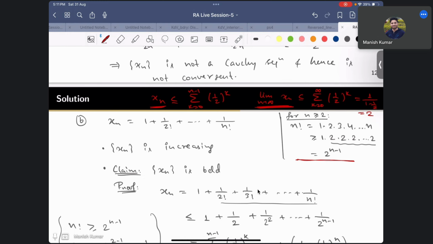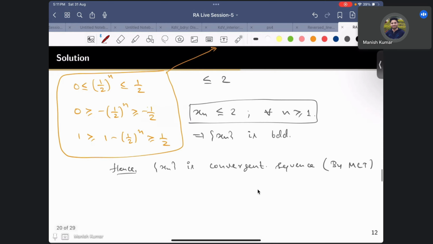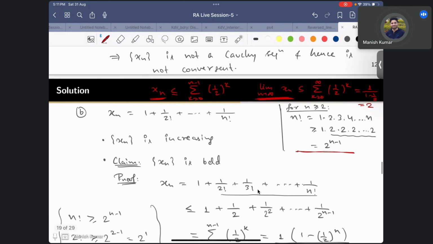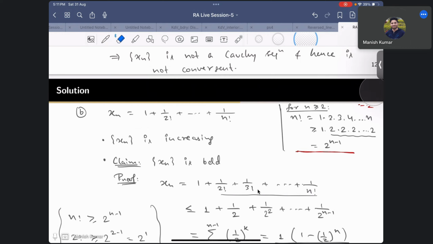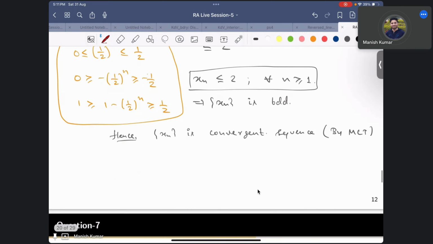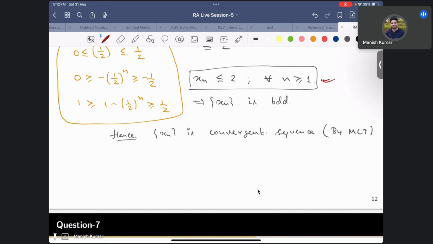Anyway, from here also you can deduce, since xn is less than or equal to 2, the limit of xn is also less than or equal to 2. Okay, so you don't even need this anyway. From there itself you can say that the limit of xn is less than or equal to 2. But to make sense of the limit, you have to first show that it is convergent, and we have shown it using the monotone convergence theorem.